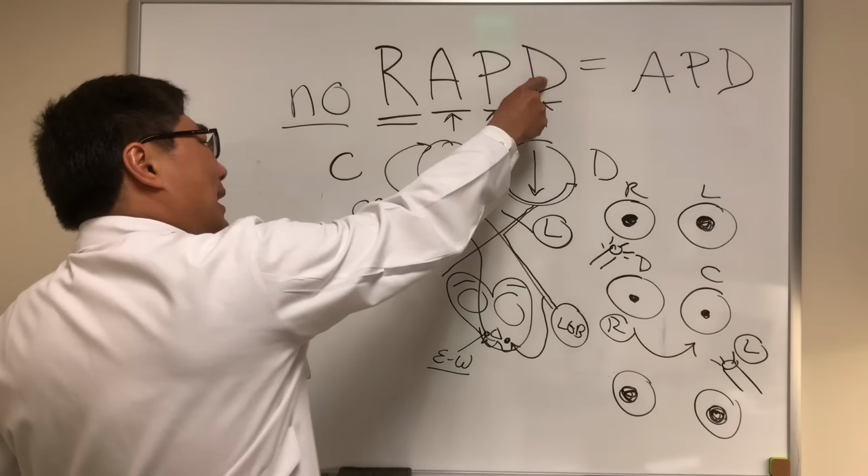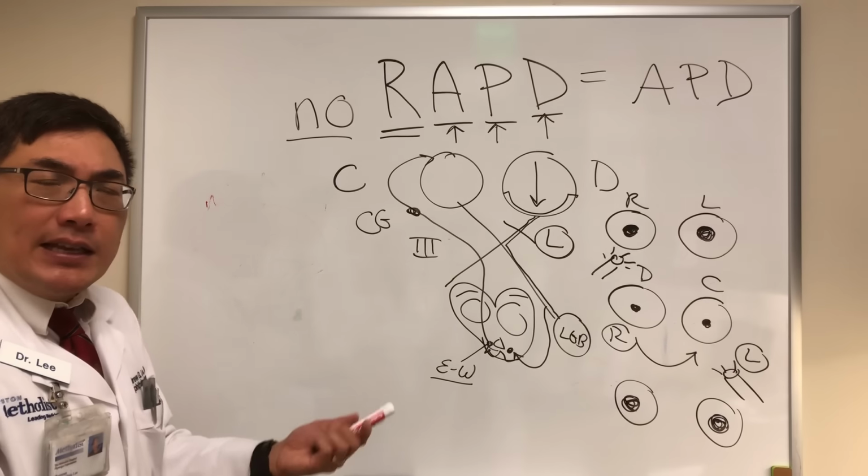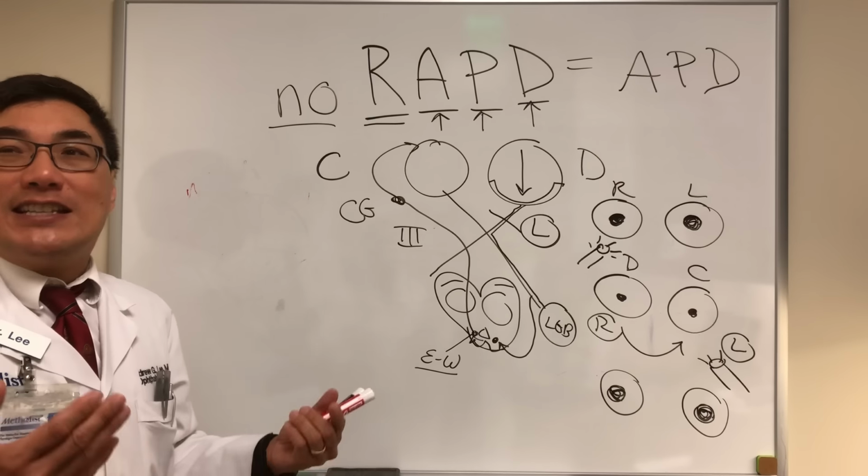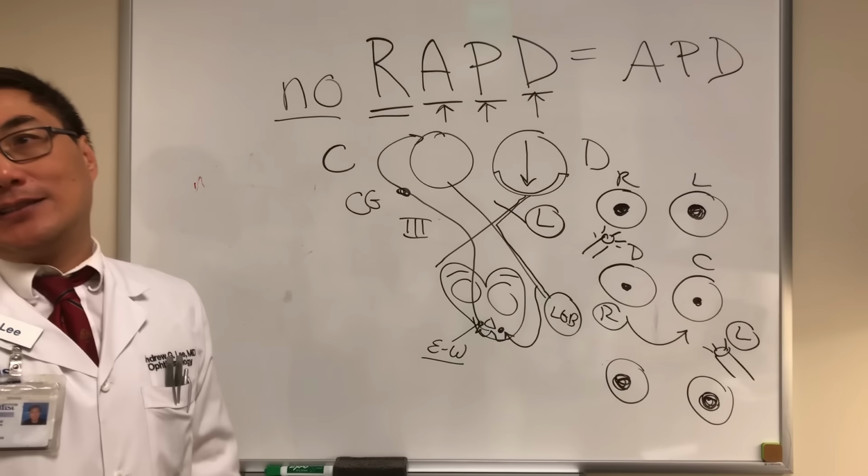Number one, you might not have a defect. Either the defect is not present, there's nothing wrong with this person, or you didn't detect it properly because you don't know how to do the tests.